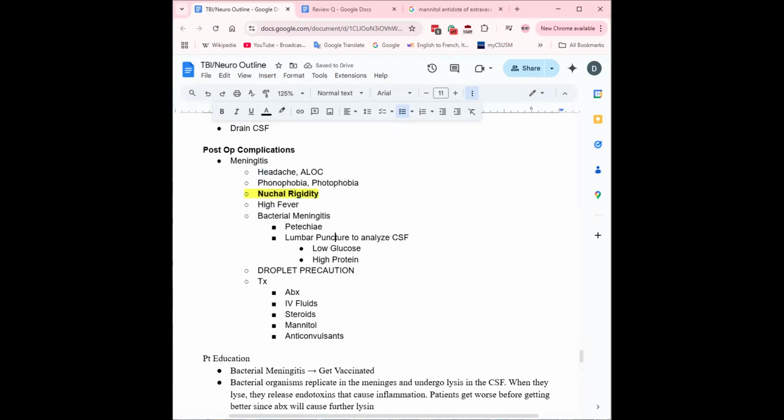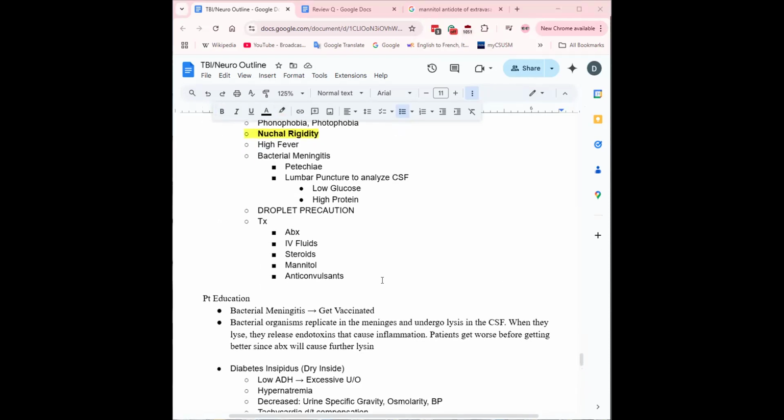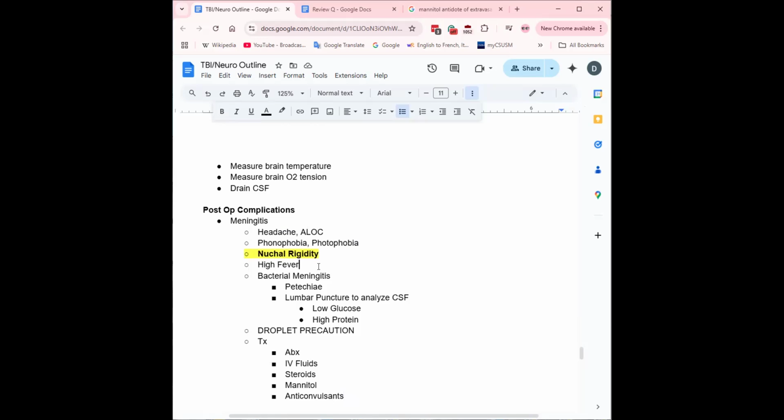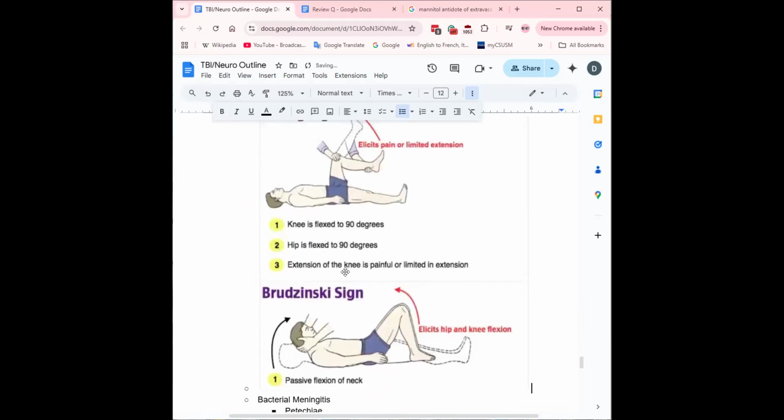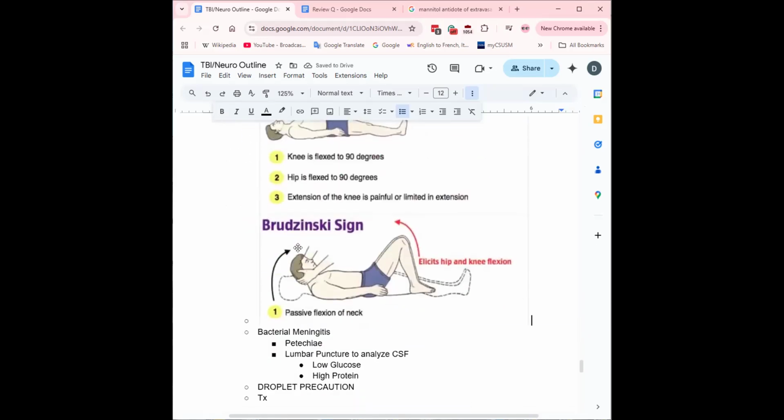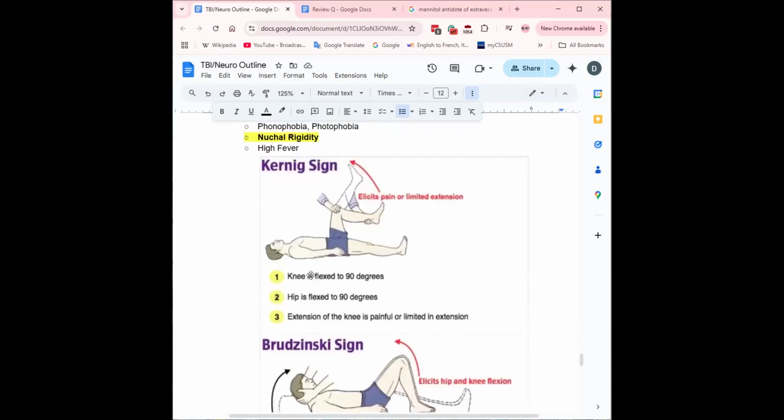Brudzinski's sign. I don't even think you need to know that, but I'll include it. This picture has Kernig's sign and Brudzinski's sign. So moving the neck up causes the hips to flex. This one is leg up and up like that, so like this and then up causes pain.